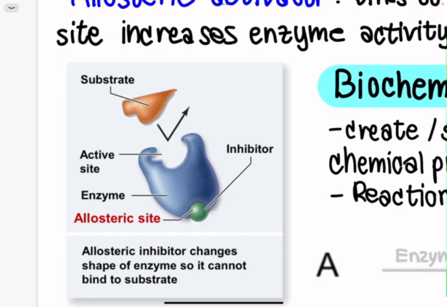So the allosteric inhibitor and allosteric activator, it's different. The difference is that an allosteric inhibitor reduces enzyme activity, but an allosteric activator increases enzyme activity.